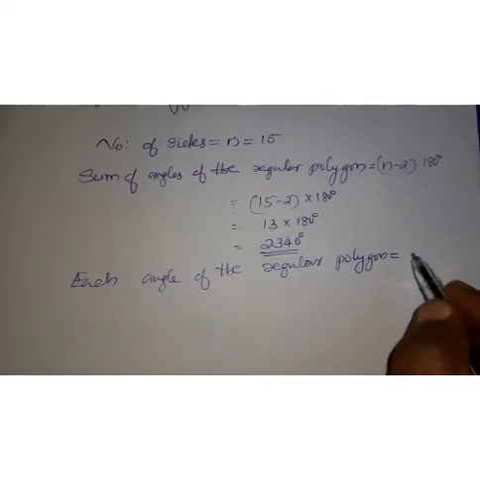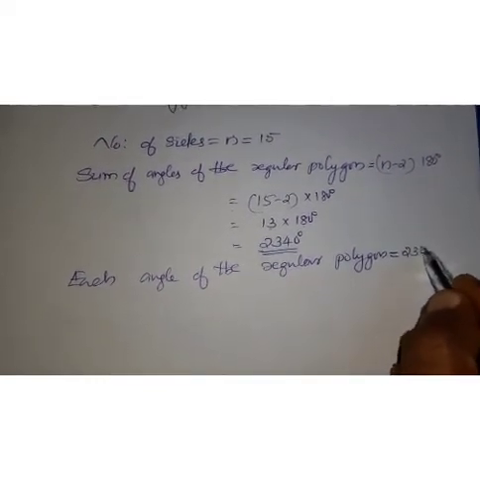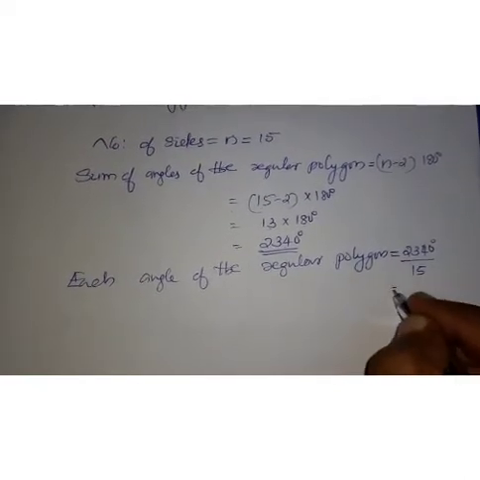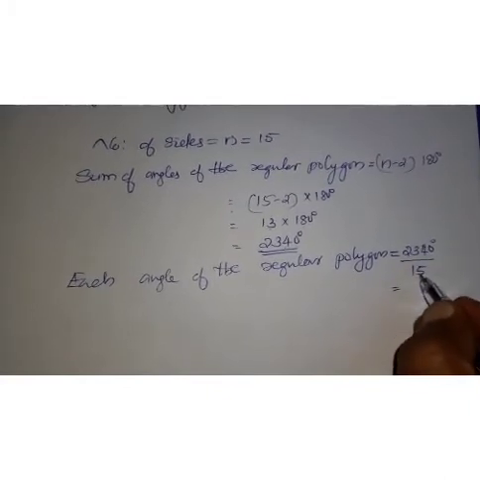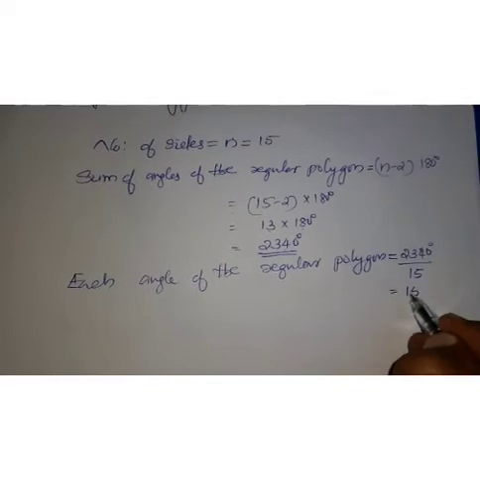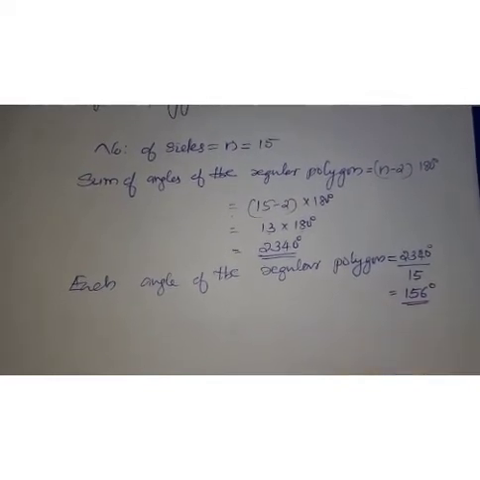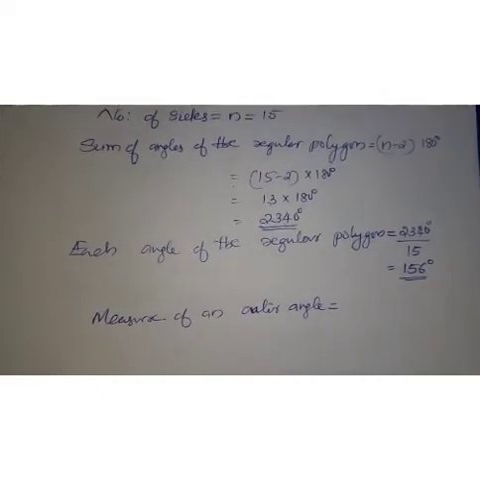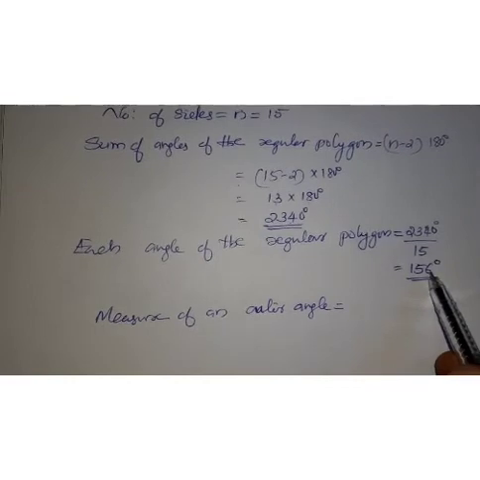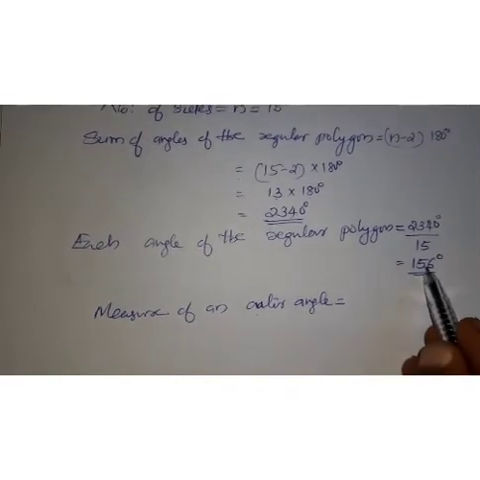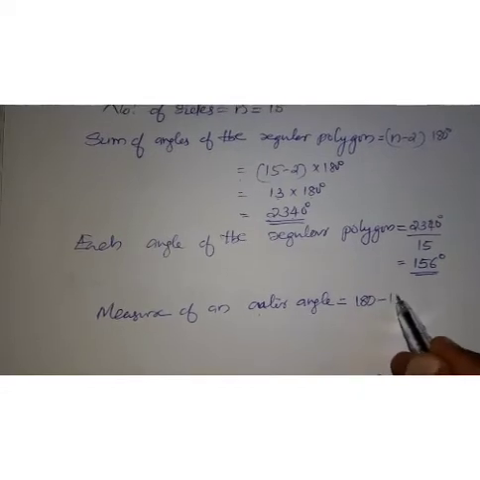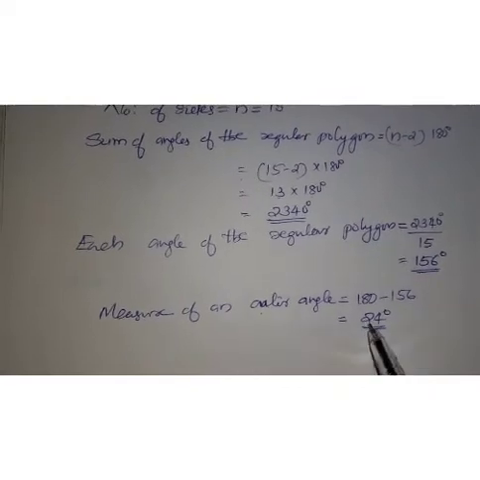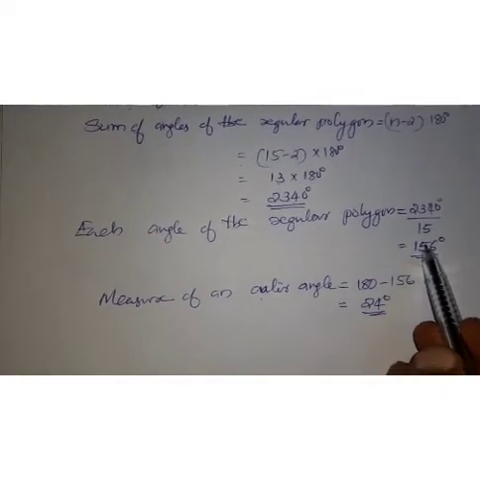Each angle of regular polygon is 2340 divided by how many sides? 15. You have to divide the sum of angles by number of sides. We will get 156 degree. Each angle we are getting as 156. Then what about outer angle? This is the inner angle. So 180 minus 156, you will get 24 degree. So the outer angle is 24, the inner angle is 156.